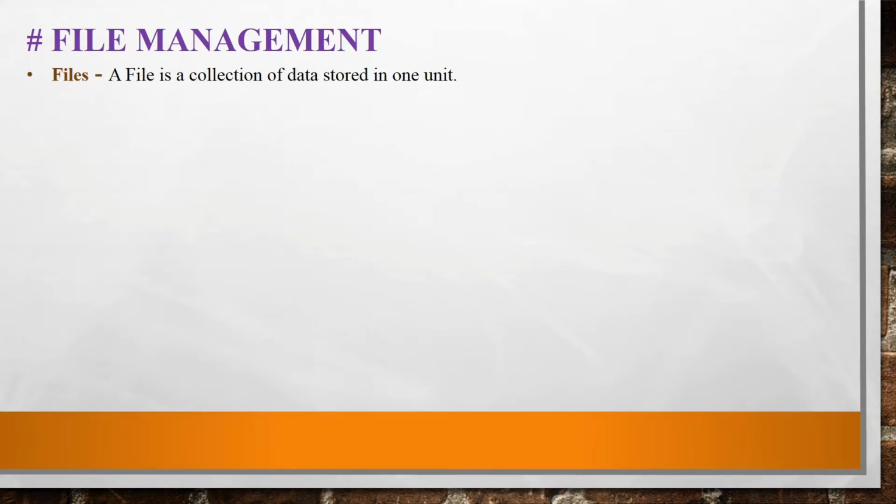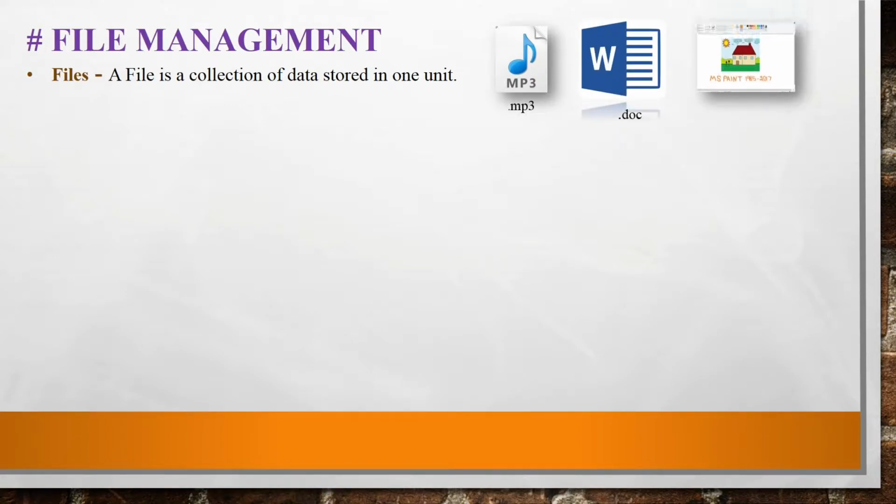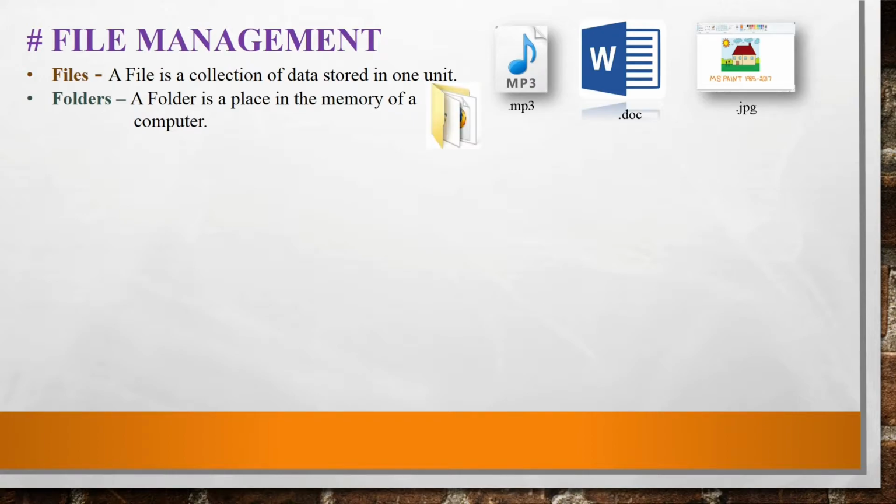File Management. Files. A file is a collection of data stored in one unit. It can be identified by a name. It can be an audio, document, picture, or other collection of data. You may have numerous files of different types which you need to organize. Folders are useful in organizing files. A folder is a place in the memory of a computer where you can store files and subfiles in a folder.